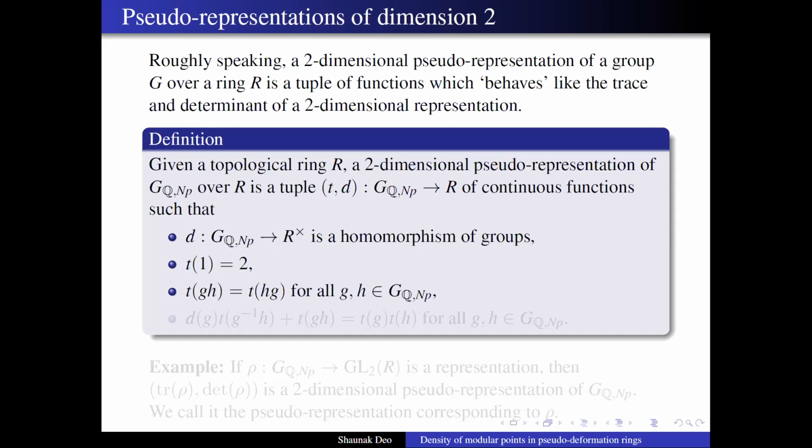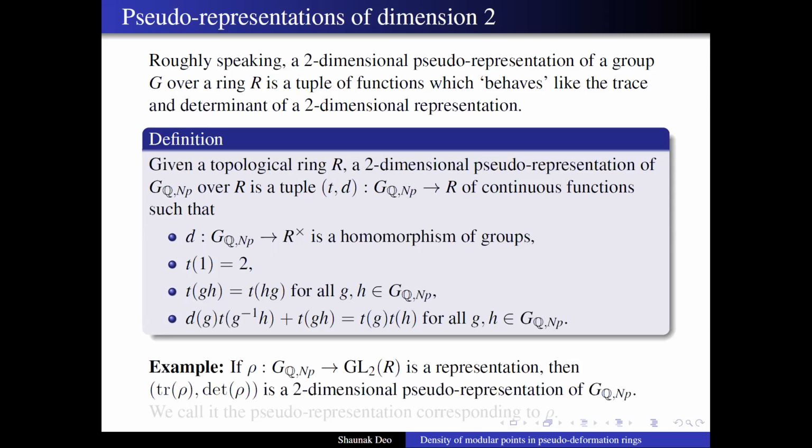And we have this slightly complicated identity that D of G times T of H plus T of GH is T of G times T of H for all G and H in G_{Q,Np}. This is sort of the only non-trivial condition. The other three conditions are very natural. An obvious class of examples is that if I have a continuous representation rho from G_{Q,Np} to GL_2(R), then the trace and determinant, this tuple, is a two-dimensional pseudo representation of G_{Q,Np}, and we call it the pseudo representation corresponding to rho.